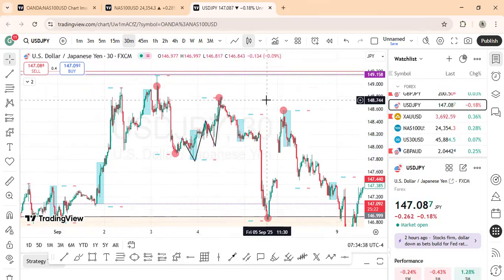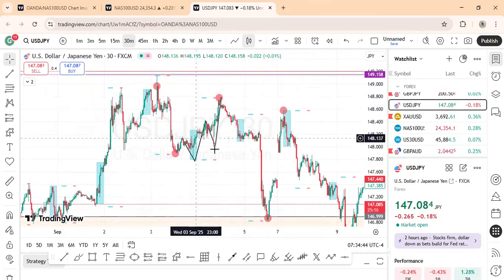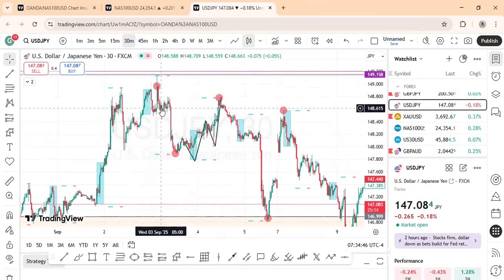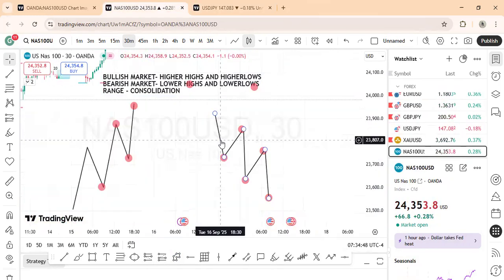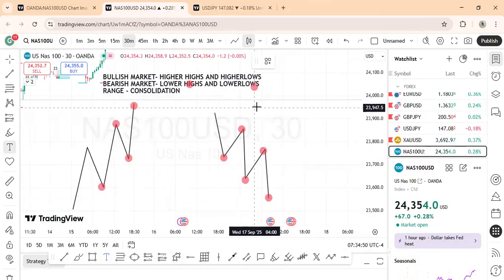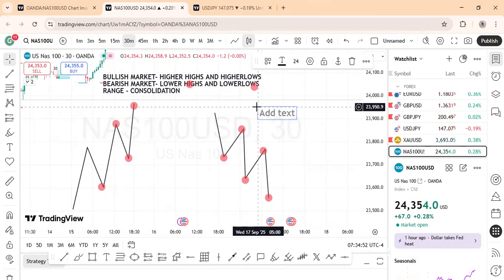So don't worry, I will teach you how to avoid these kinds of moves. Can you notice that there is a bullish market inside the overall bearish market? That means we can agree that there can be different structures in the same market. We can see substructures inside a big structure.